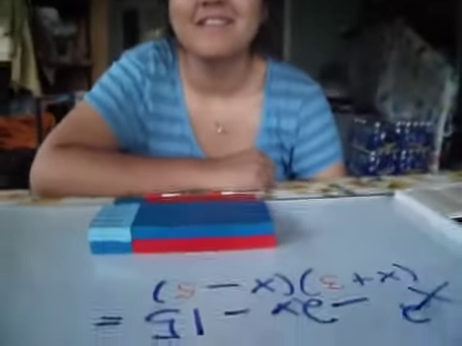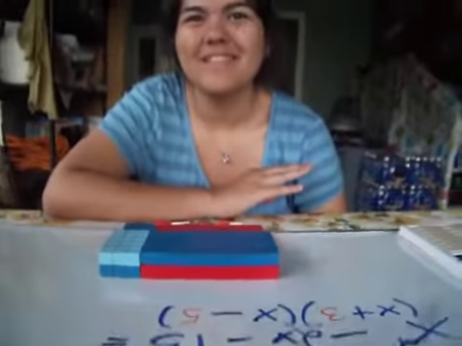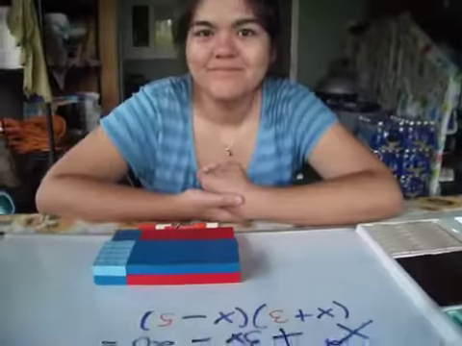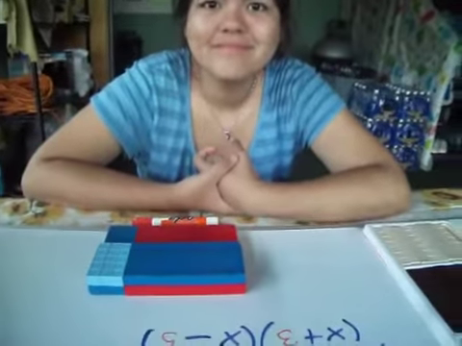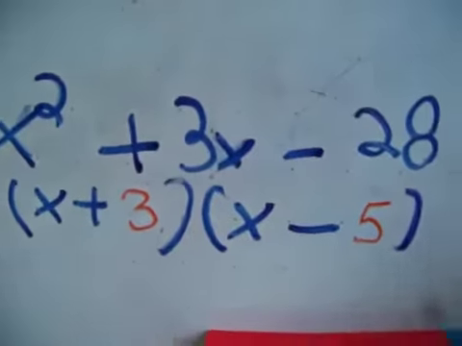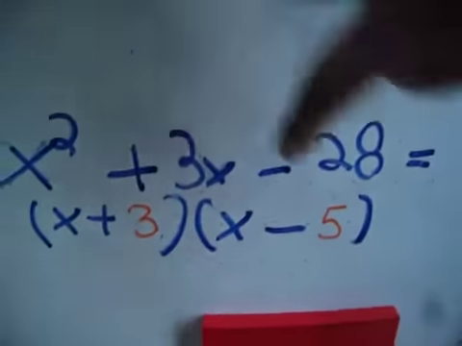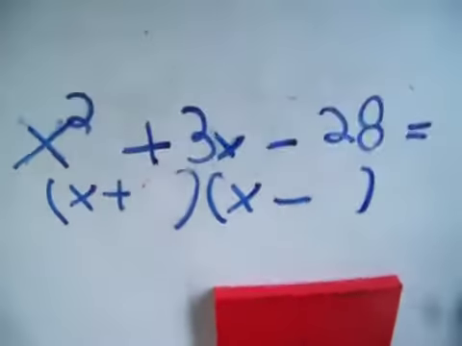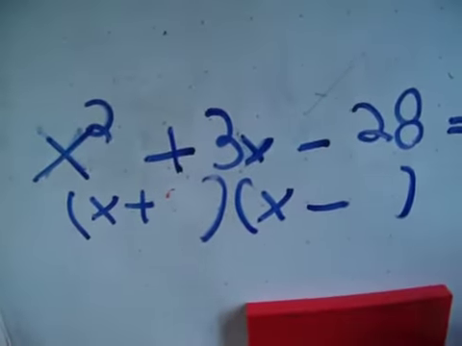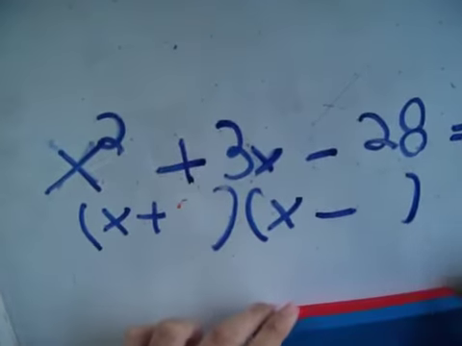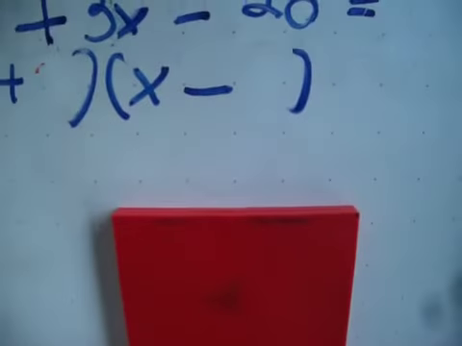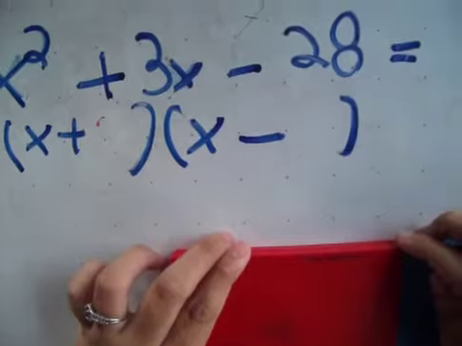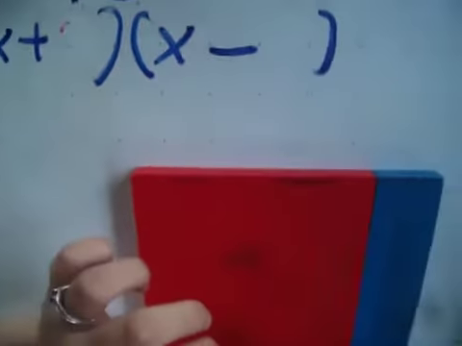Shall we do more? Yes, please. Okay, excellent. So by request, you wanted a big one. So now we have x squared plus 3x minus 28. So start off with plus 3x. Yep, sure. And then what are we going to do with 28? What do you think we're going to have for 28?